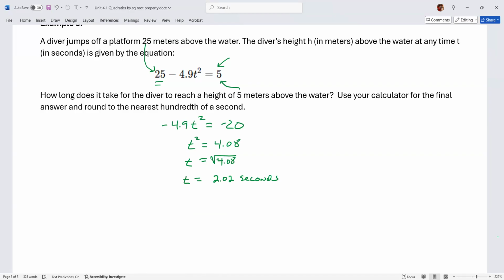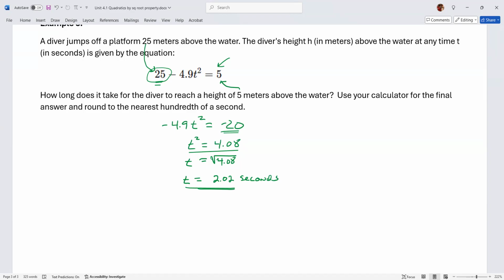Well, here, if I want to isolate the square term, the first thing I would have done was subtract 25 from both sides. That gave me this negative 20. Then I would divide both sides by a negative 4.9. That gives me this. Take the square root of both sides. I'm only going to use the positive root because time cannot be negative. And if I round it to the nearest hundredth, it'll be 2.02 seconds.